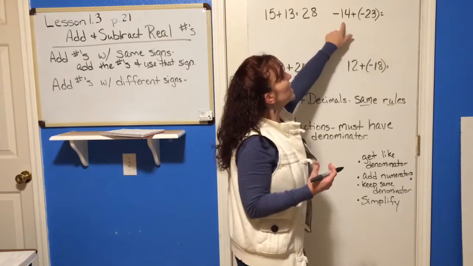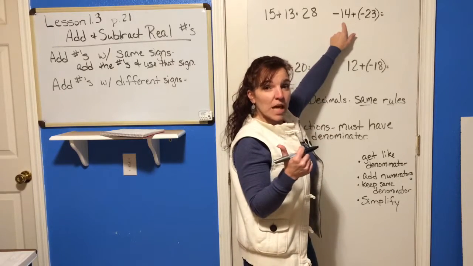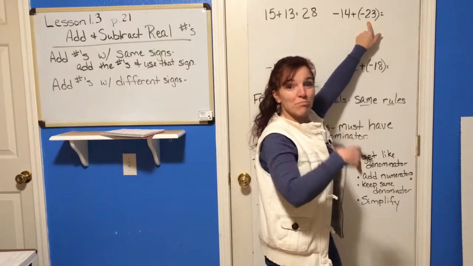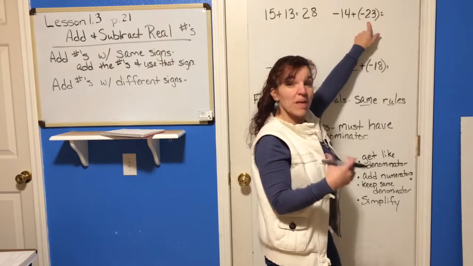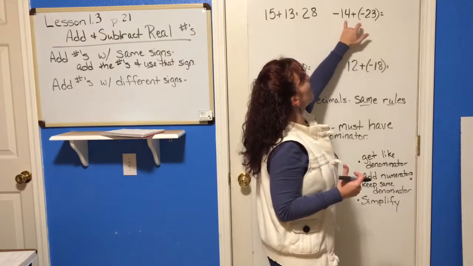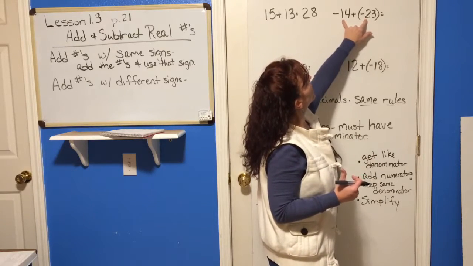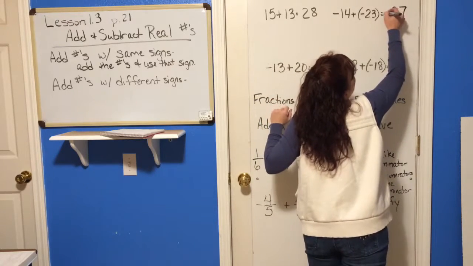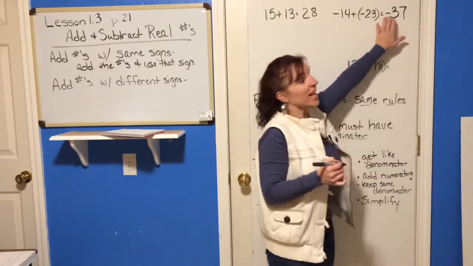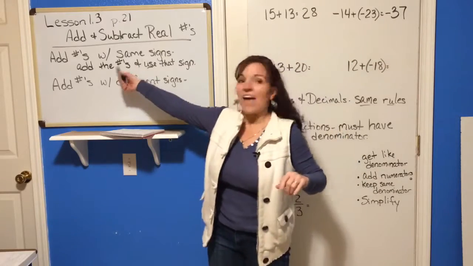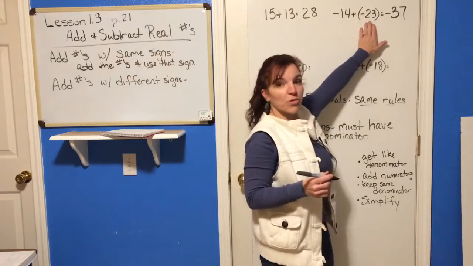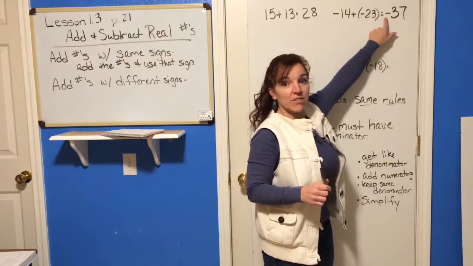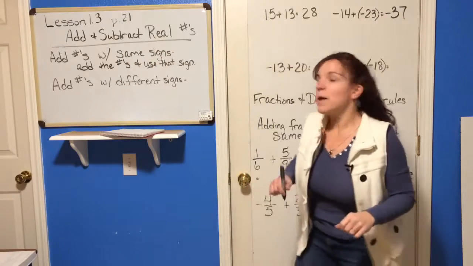If you owe somebody $14 and then you borrow some more money from them, you're further in debt. So you'd add the 14 and the 23, what is that, 37? But you're further in debt, so it's still negative. So you're just going to add the numbers, 14 plus the 23, and you use the sign. The sign is negative, so your answer is negative. Got it? All right, let's move on.